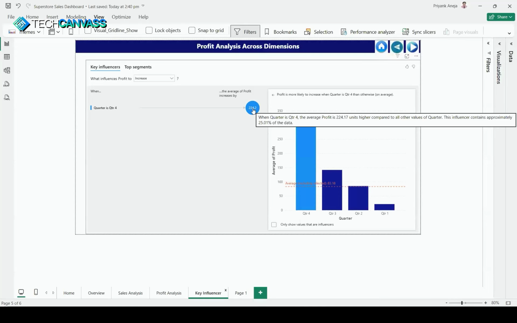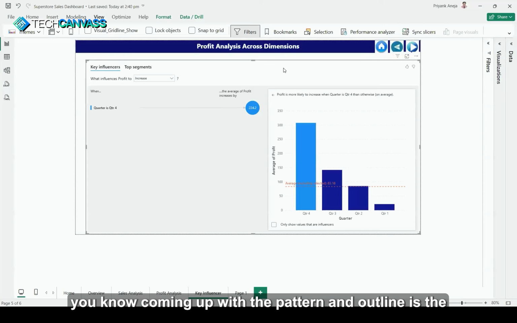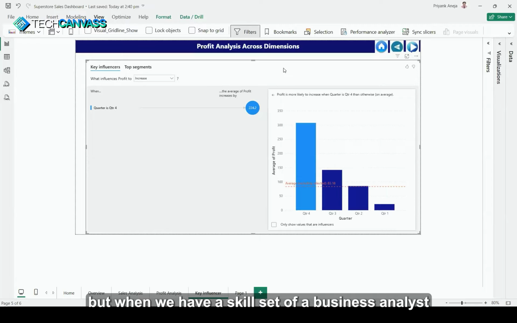You can share these insights with your management and see what information it drives and what action you can further take. This is where making sense is very important. Generating reports, showing them in a graphical manner, and coming up with patterns and outliers is, I should not say old-fashioned, but something everyone is doing now. But when we have the skill set of a business analyst or data analyst, the expectation from the management rises, and they expect a lot of insights to be taken out.